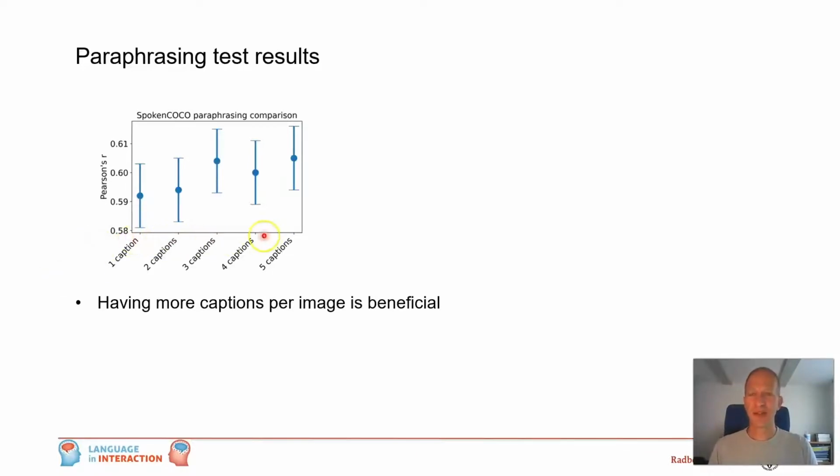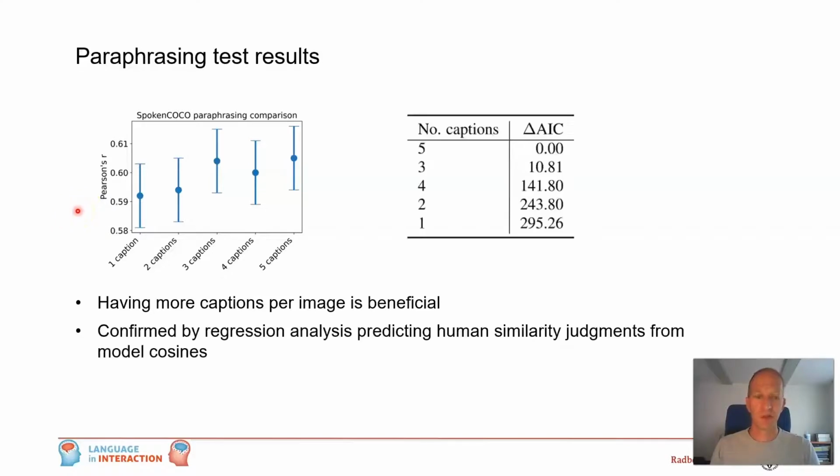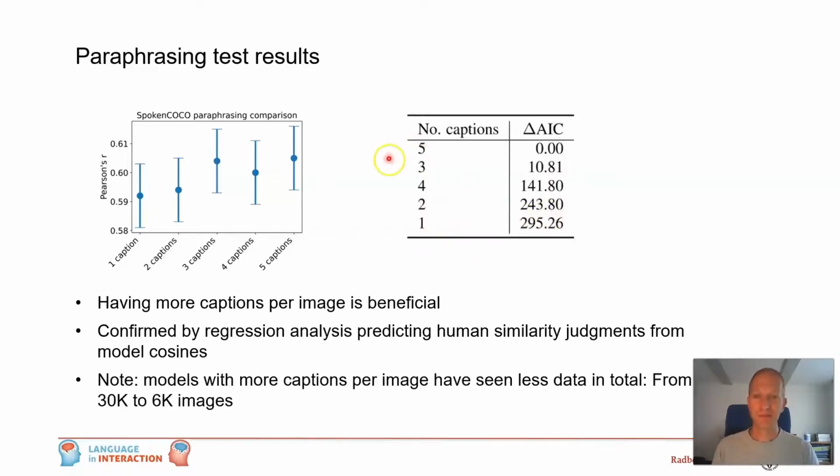Having more captions indeed slightly increases the correlation between human judgments of semantic similarity and the cosines between the sentence pairs according to the VGS model. We also tested this in a regression analysis where the human judgments have to be predicted by the model cosines, and here we see from the AIC values that indeed having only 1 caption results in a substantially worse fit of the regression model than having 5 captions.